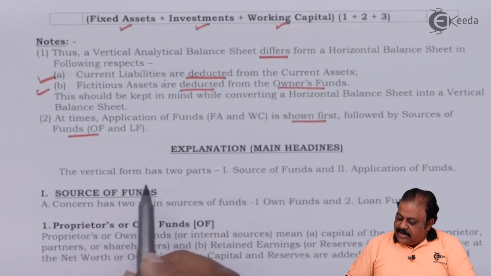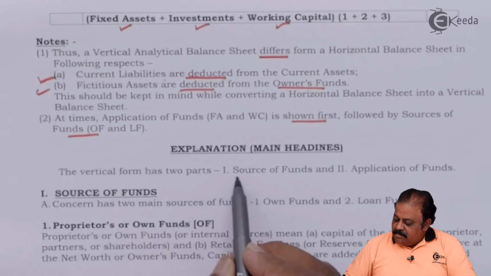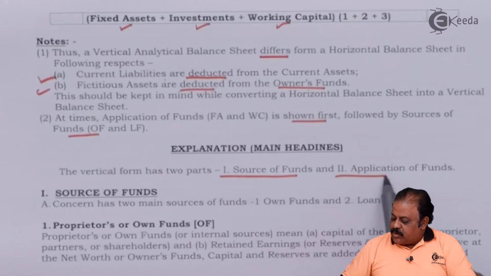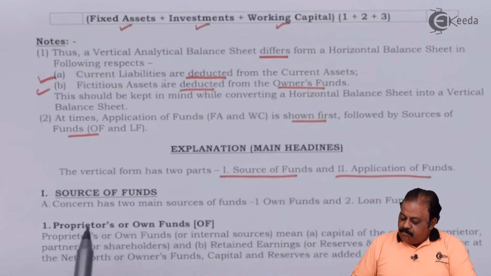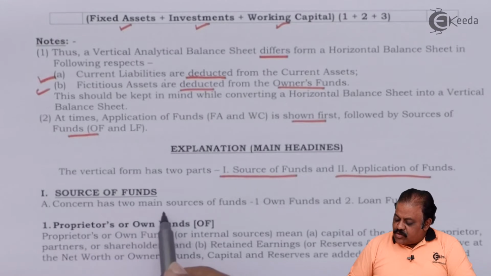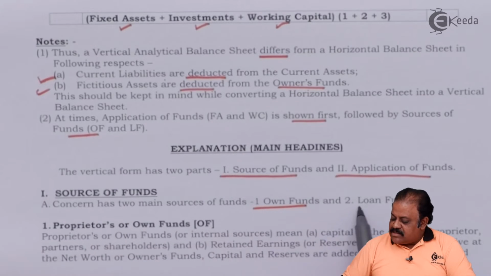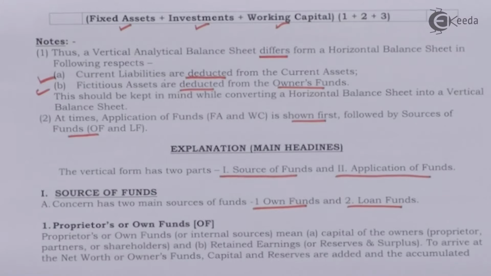Explanation, main heading. The vertical form has two parts. Part 1 is sources of funds and part 2 is application of funds. Source of funds: a concern has two main sources of funds, own funds and loan funds, as discussed now. Proprietors' or own funds, or internal sources, means capital of the owners, proprietors, partners or shareholders, and retained earnings or reserves and surplus.